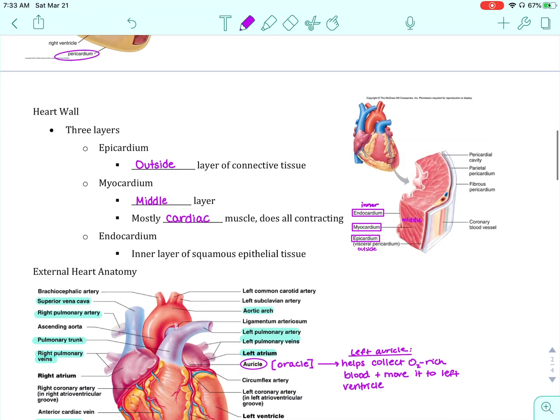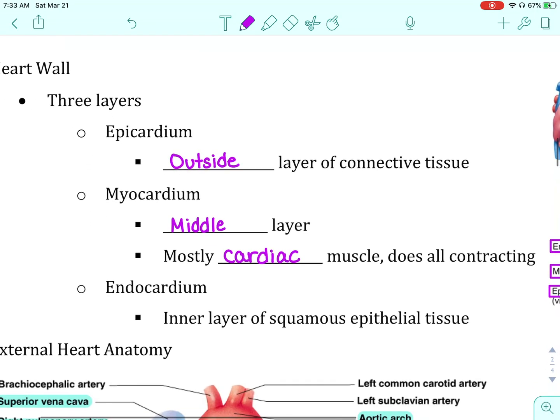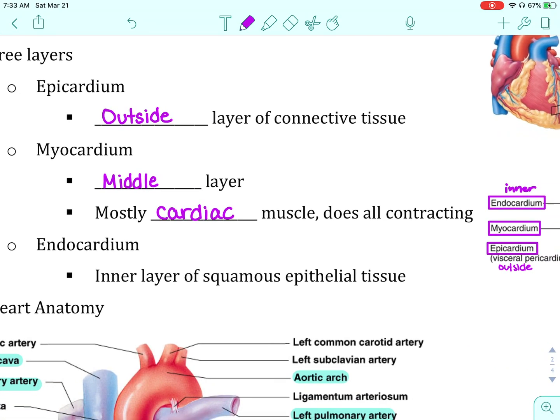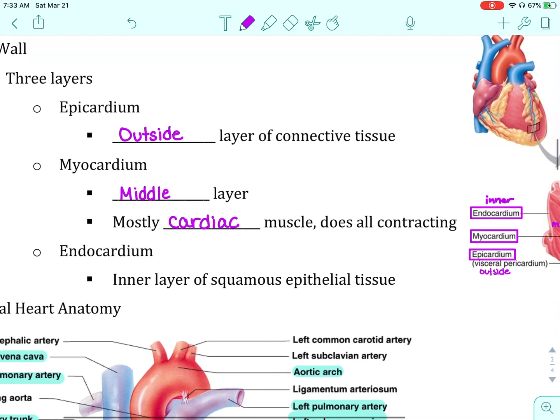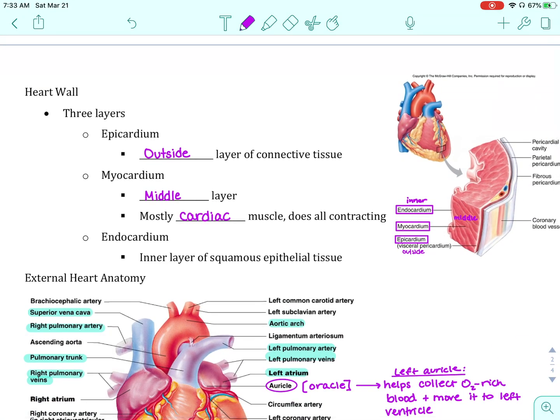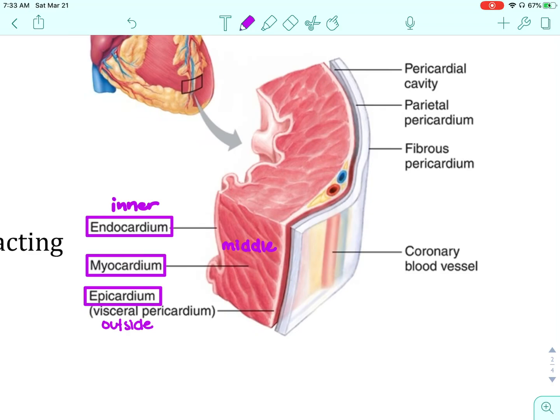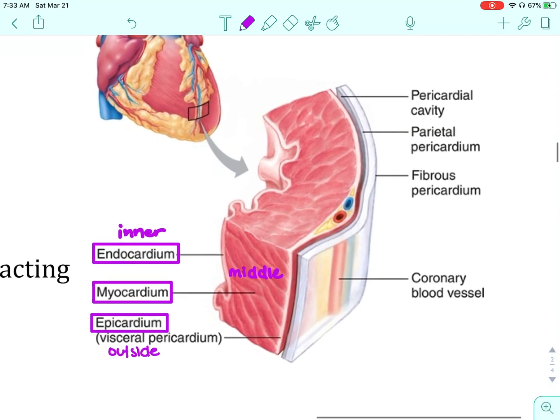So the wall is made up of the epicardium, the myocardium, and the endocardium. The epicardium is the outside layer. Myo means middle, so myocardium is going to be the middle layer, and it's mostly made of cardiac muscle, which does all the contracting for the heart. And then the endocardium is going to be the inner layer that's made of squamous epithelial tissue. Little throwback to histology. So let's go ahead and take a look at this. On the outside is going to be the pericardium that we talked about, and then it goes epi, myo, endo. Okay?